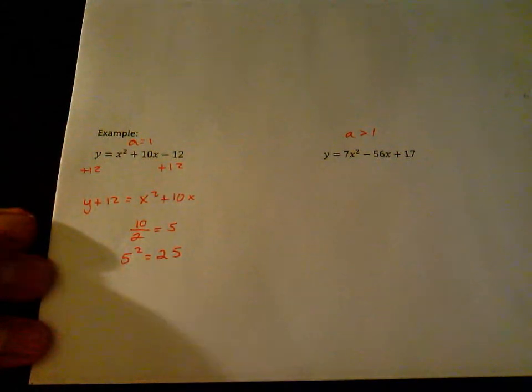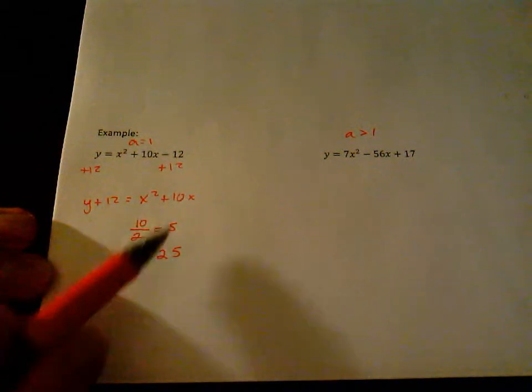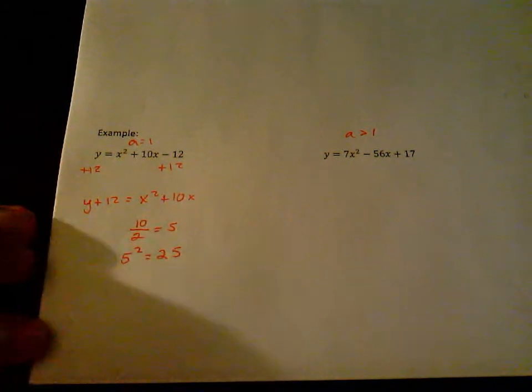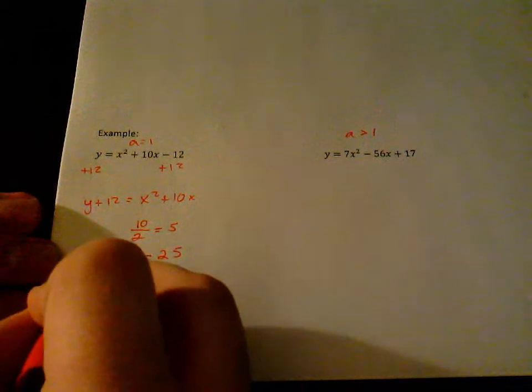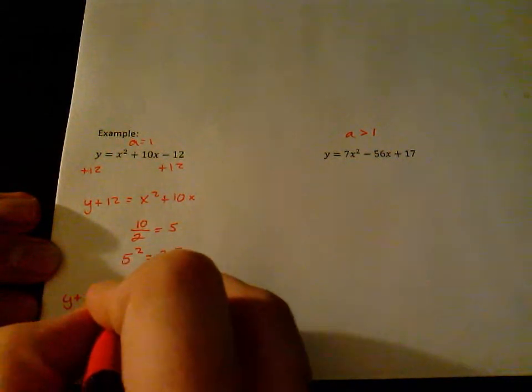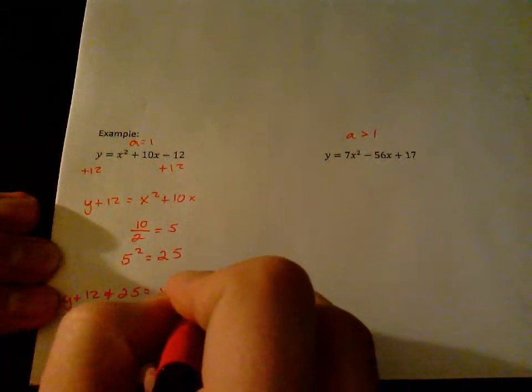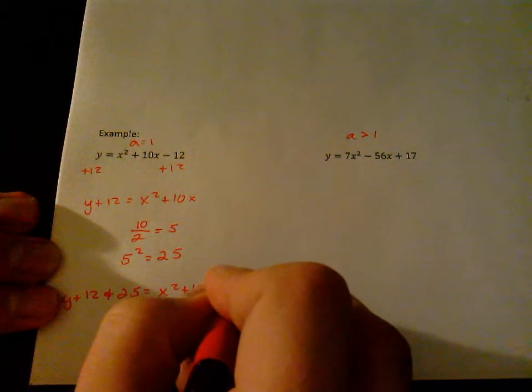So this is what we're going to do. We have to add this 25 to this side, and since we're going to add it to this side, we also have to add it to this side. So it's going to be y plus 12 plus 25 equals x squared plus 10x plus 25. Alright?